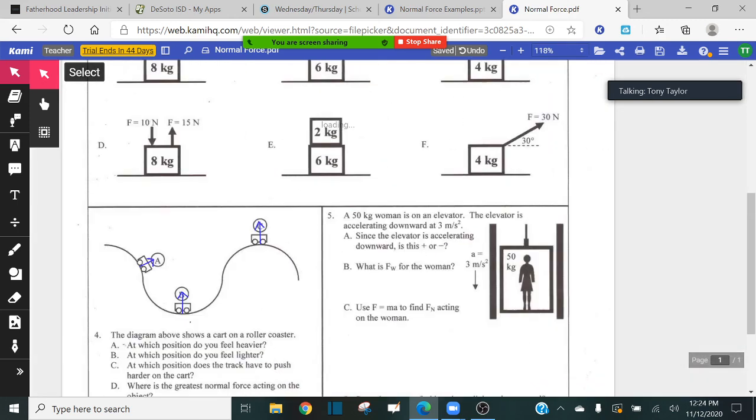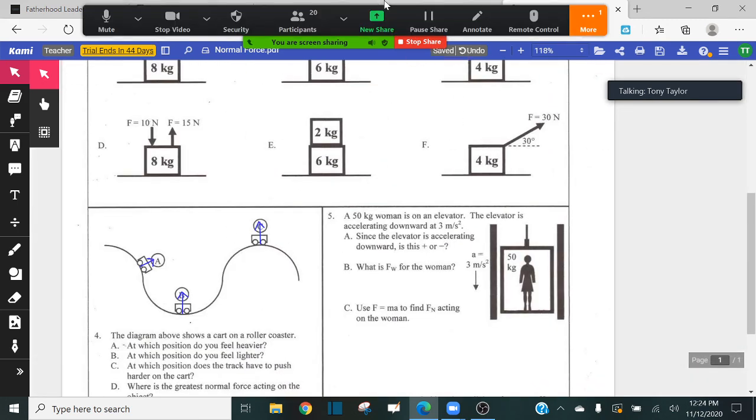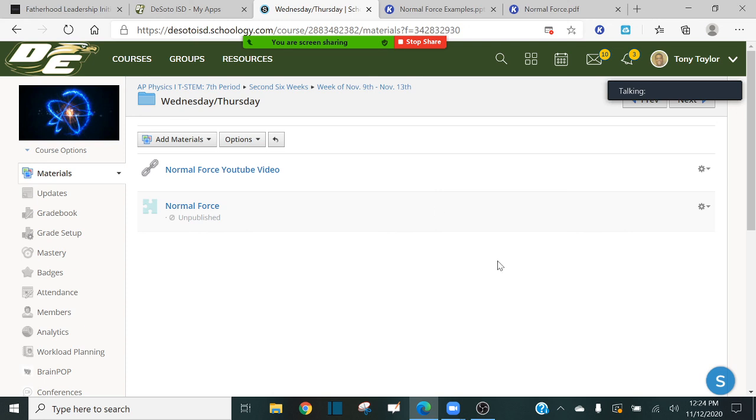Any questions on the normal force? Okay. So that video link is in YouTube in case you guys want to watch that again, just to be sure those concepts are solidified, because you want to be sure these concepts are solidified before the test next week. Any other questions on the normal force?